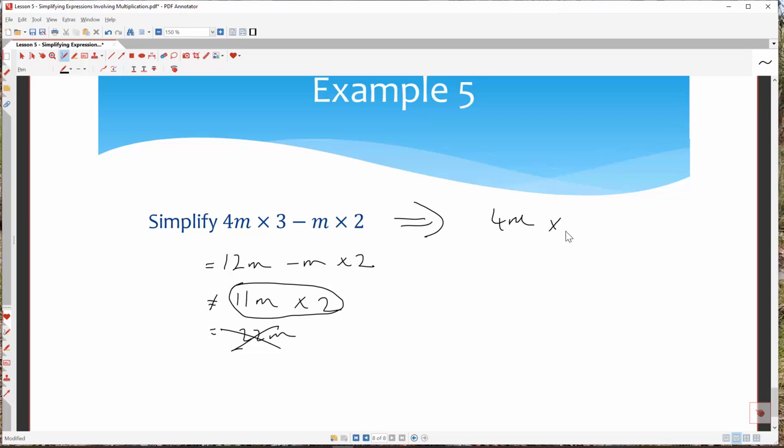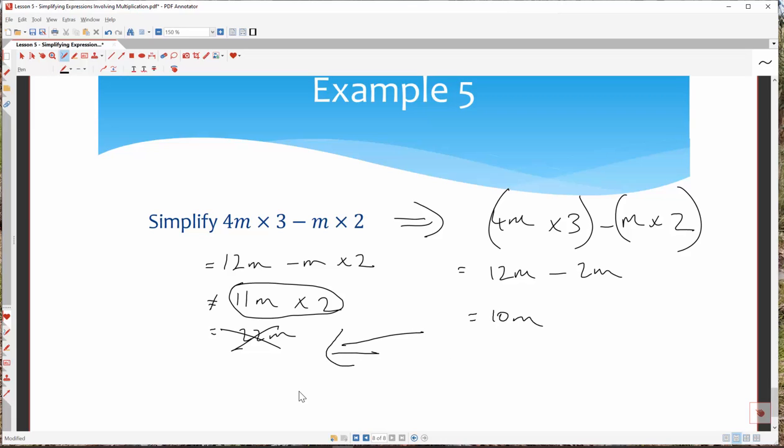Well, I'll rewrite it. My suggestion to you is that you know that that has to get done first, and because of order of operations, that has to get done second. So the best thing you can do is actually bracket up to force the order of operations. Even though it would happen that way anyway, with brackets it just seems to be more visual. So we're going to do 4m times 3, which is 12m, take away m times 2, which is 2m. And our answer is 10m, certainly not 22m, which was over there.